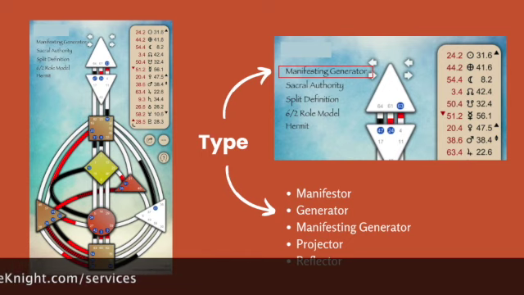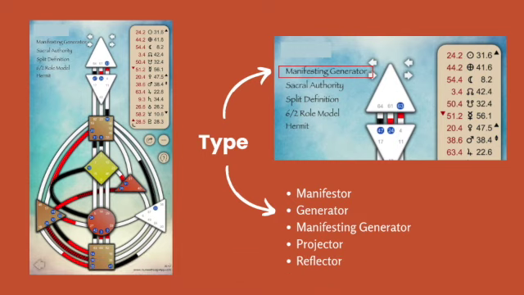And once you have that, you're going to look for type. What is my type? And you're going to have 5 choices. So let's look at what the 5 choices are and find out what you found out. So the 5 types of human design are the manifestor, the generator, the manifesting generator, the projector, and the reflector.